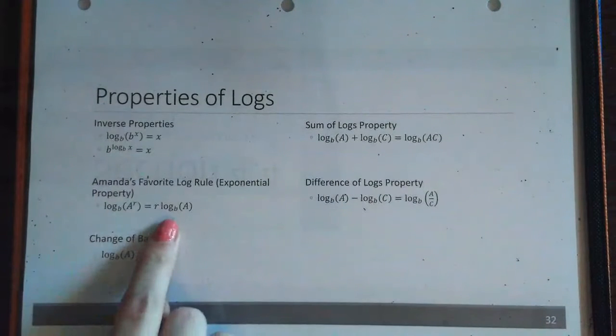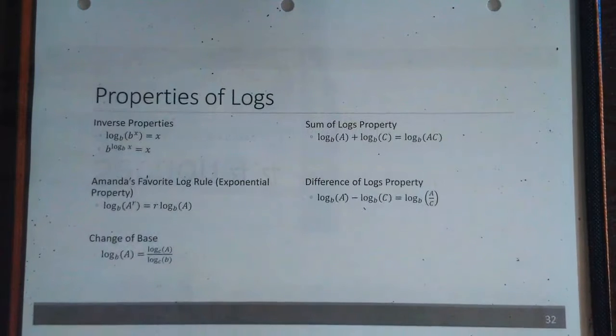We saw Amanda's favorite log rule, which is also known as the exponential property, that says log base b of a to the r is equal to r times log base b of a. And then the change of base formula, which says log base b of a is equal to log base c of a over log base c of b. The two new ones this section are going to be the sum of logs and the difference of logs properties.